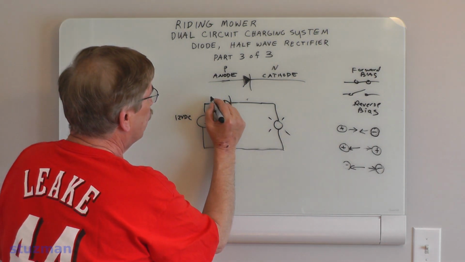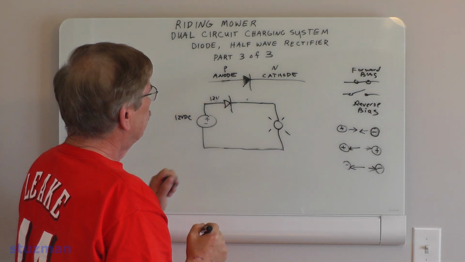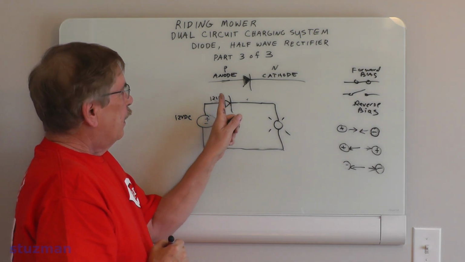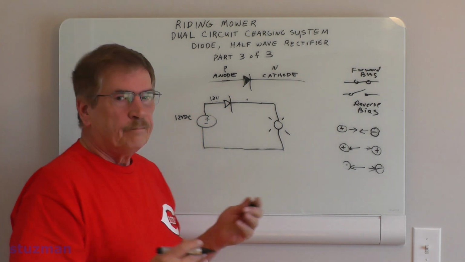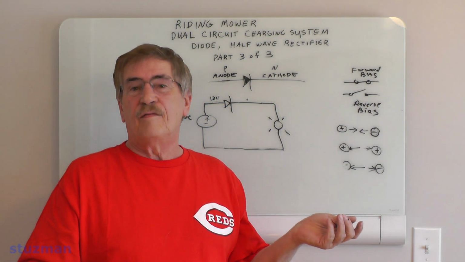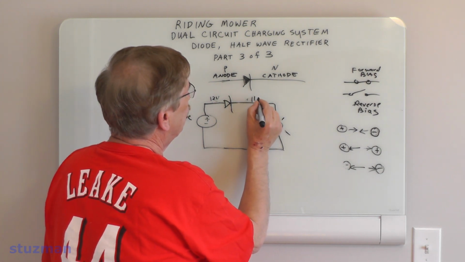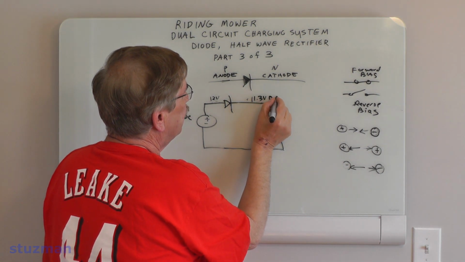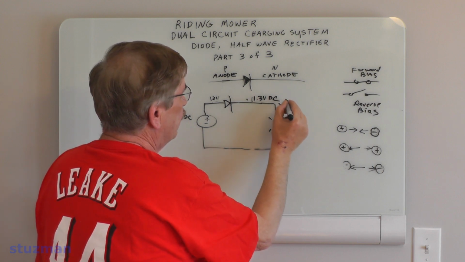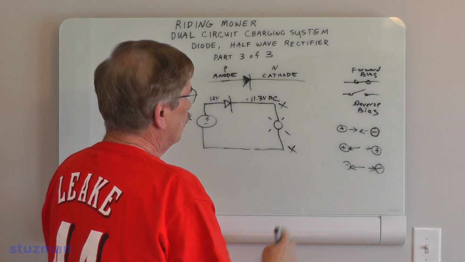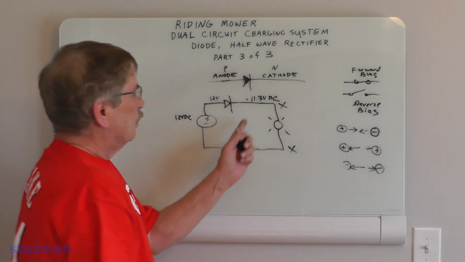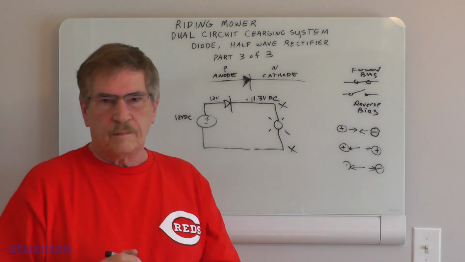So if I have 12 volts on this side, and on this side we take off 0.7 volts, then over here we should have 11.3 volts DC. And if I put my voltmeter right here to measure DC volts, that's what I should get, 11.3 volts, approximately.